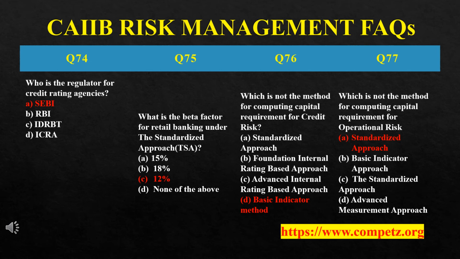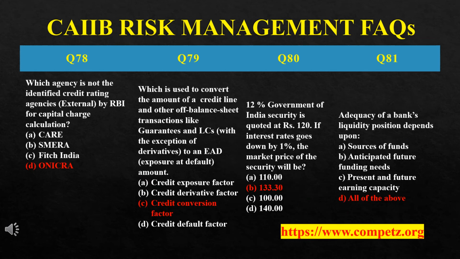that is standardized approach. The following are the methods for computing the capital requirement for operational risk: BIA, the basic indicator approach, TSA, the standardized approach, then comes AMA, advanced measurement approach. And SA, that is standardized approach, is for the credit risk. So the answer here is standardized approach.